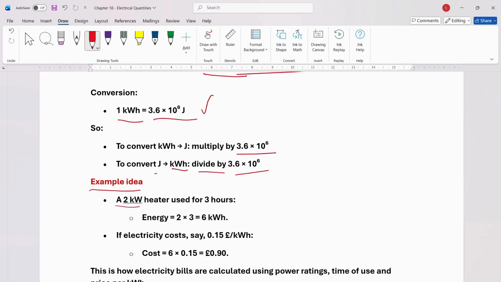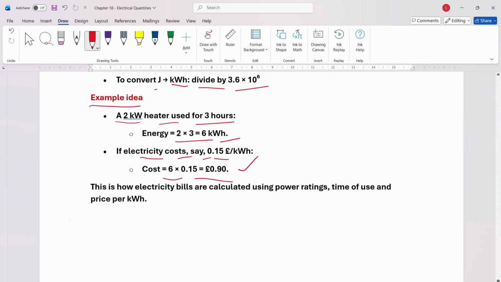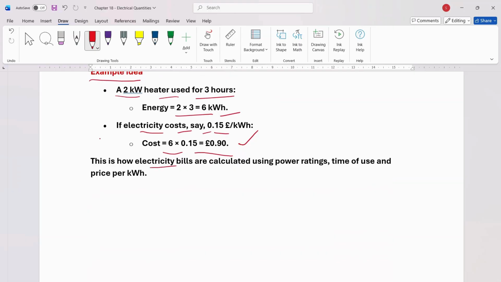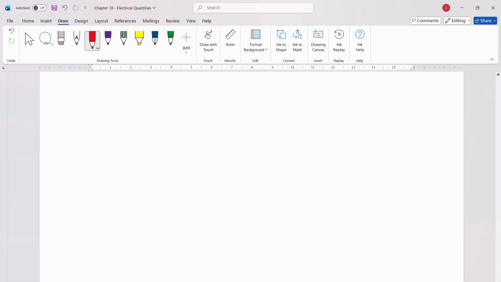Example: a 2 kilowatt heater used for 3 hours. So you see the energy is 2 times 3, which is 6 kilowatt-hours. If electricity costs, say, 0.15 pounds per kilowatt-hour, our total cost will be 6 times 0.15, which is 0.90 pounds. This is how electricity bills are calculated using power ratings, time of use, and price per kilowatt-hour. With this, we have finished our chapter. See you in our next chapter.